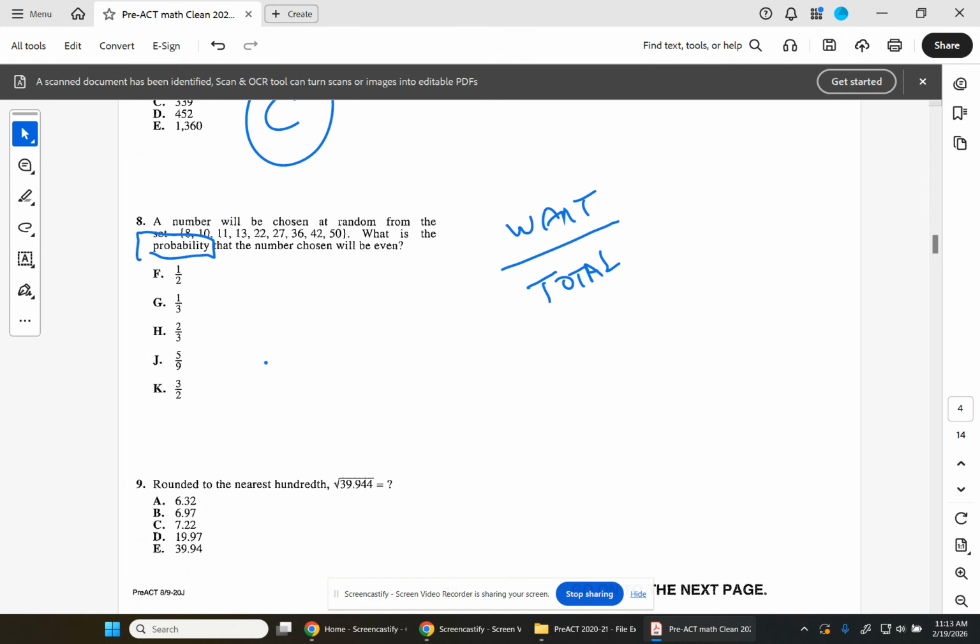Here's the same thing. A number will be chosen at random from a set. 8, 10, 11, 12, 22. You can read those. What is the probability that the number chosen will be even? Even. Okay, well, so we have a total of 9 numbers up there. But how many do we have that are even? Well, 8 is an even one, 10, 22, 36, 42, and 50. That's 1, 2, 3, 4, 5, 6. So that's 6 out of 9.